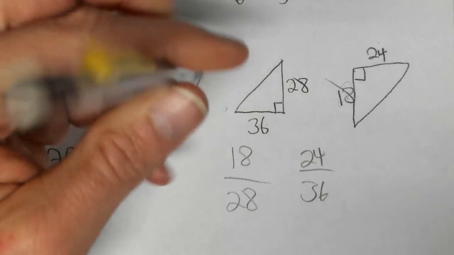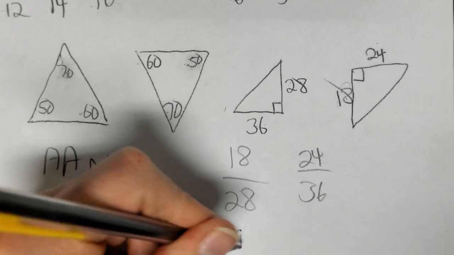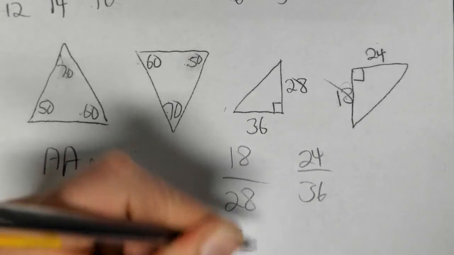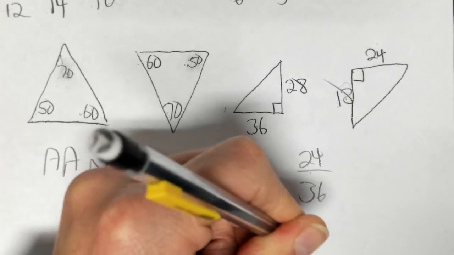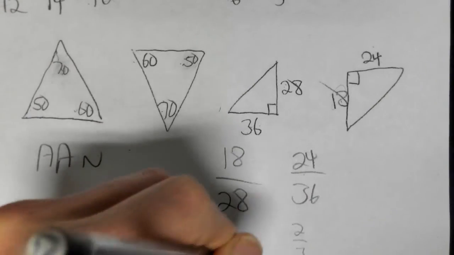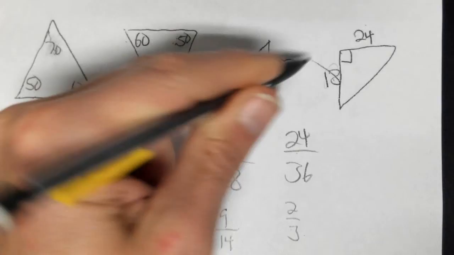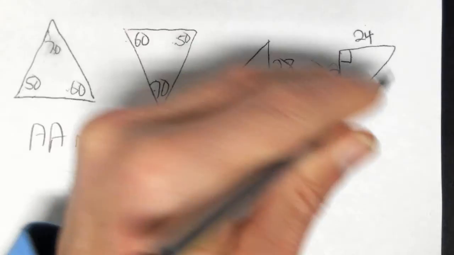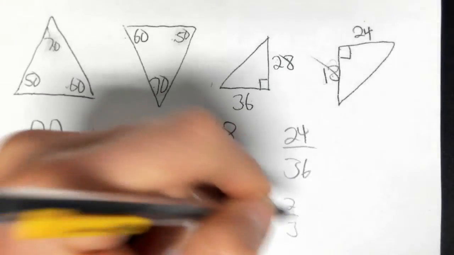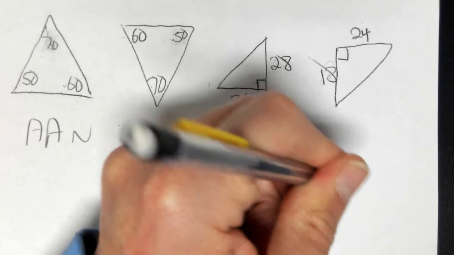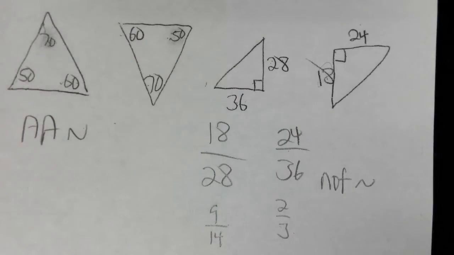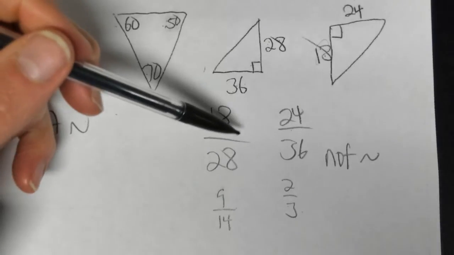All right, so when you reduce these down, this first one reduces to 9 over 14, and the second one reduces to 2/3. And so since these are not the same, even though the angle between them is still the same, the included angle, the sides are not proportional, and therefore it is not similar. All right, so be careful with that. Make sure that you're checking those.